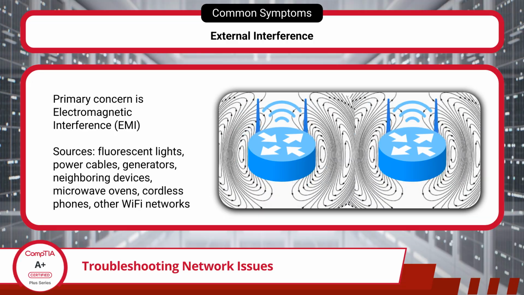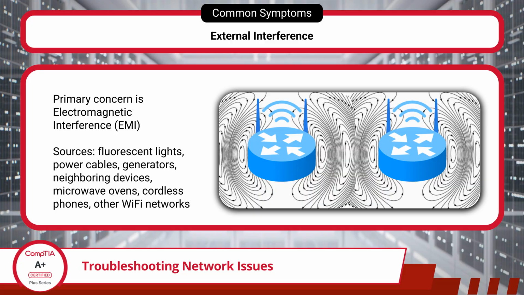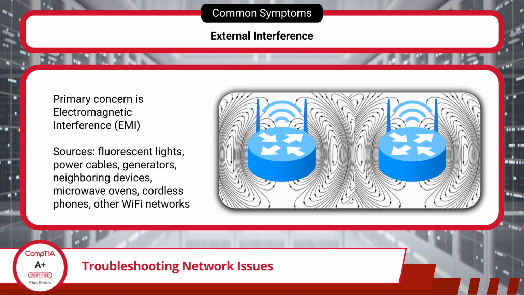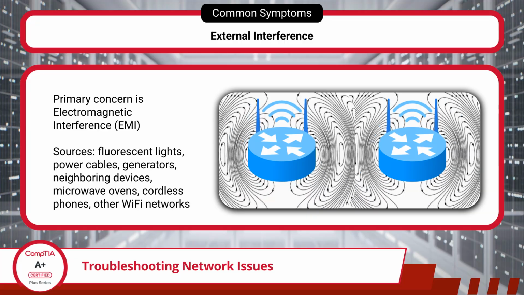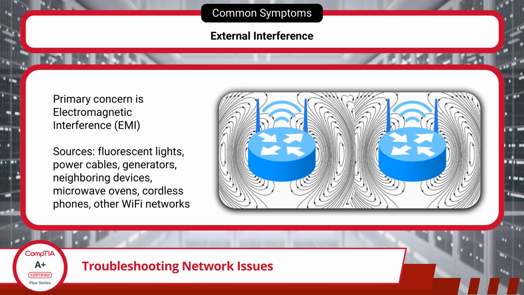Shielded cables help deflect electromagnetic fields, preventing them from interfering with the data signals. Additionally, ensuring that network cables are routed away from power cables and other potential sources of interference can further minimize the risk of EMI-induced disruptions.